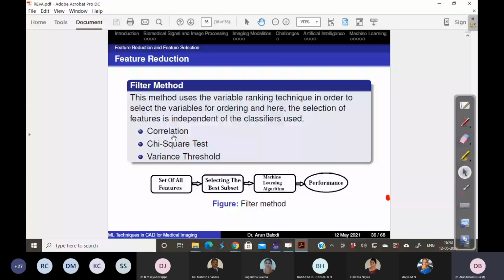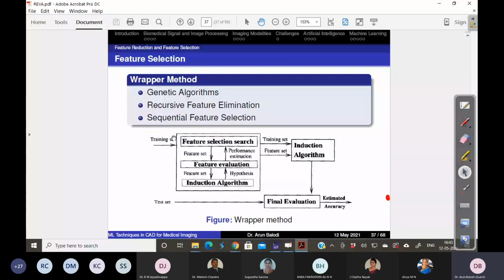Another method could be the wrapper method, where we use a genetic algorithm or recursive feature elimination. In this example, I will give you one simple example. Let's suppose I have A, B, C, D, four features. So what I will do is this training. For training, I will use feature A. I will train my model, and I will get some percentage accuracy.